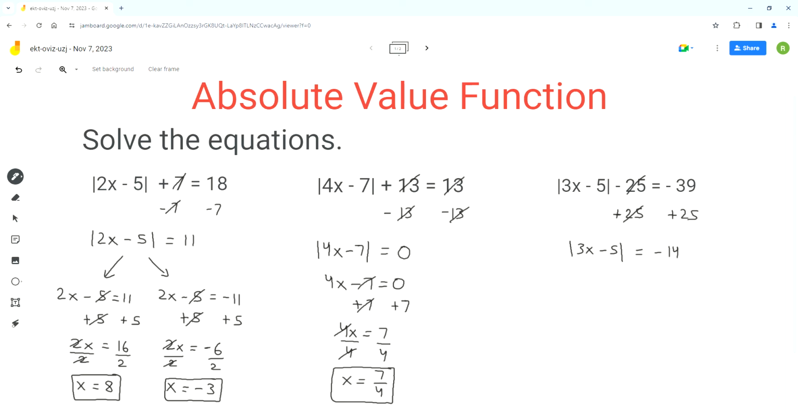Now this step tells us that the absolute value of 3x minus 5 is equal to a negative number, which is not possible because that's against the definition of the absolute value function. The absolute value function never gives us a negative value. So that means this equation has no solution.